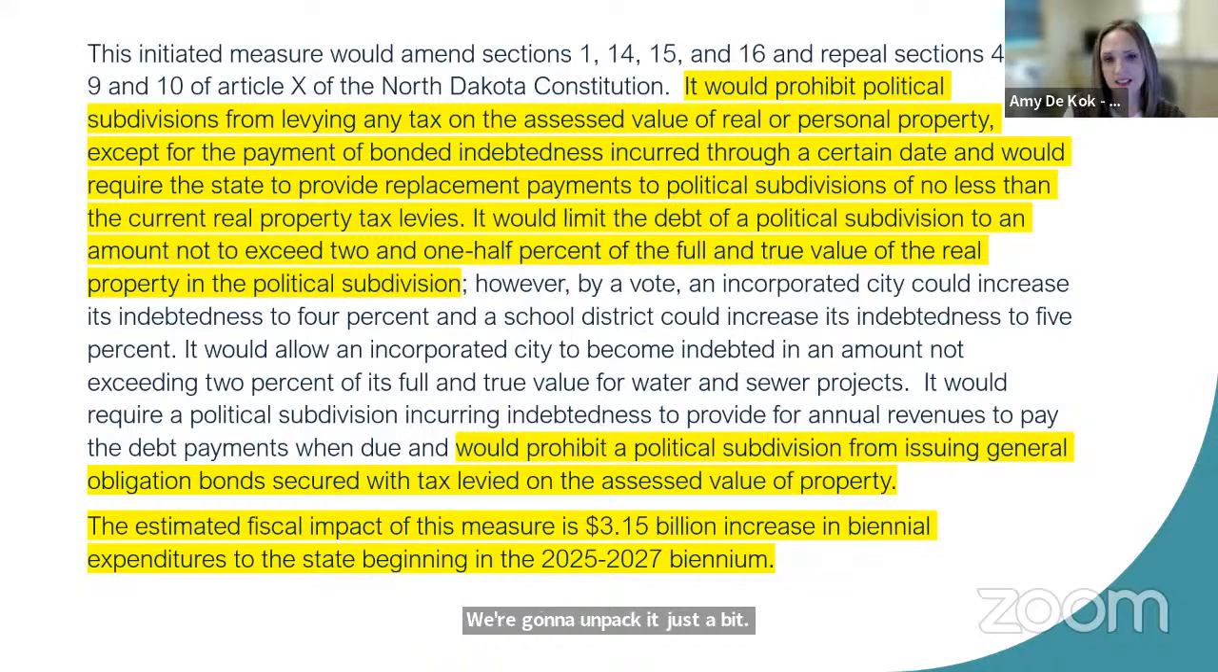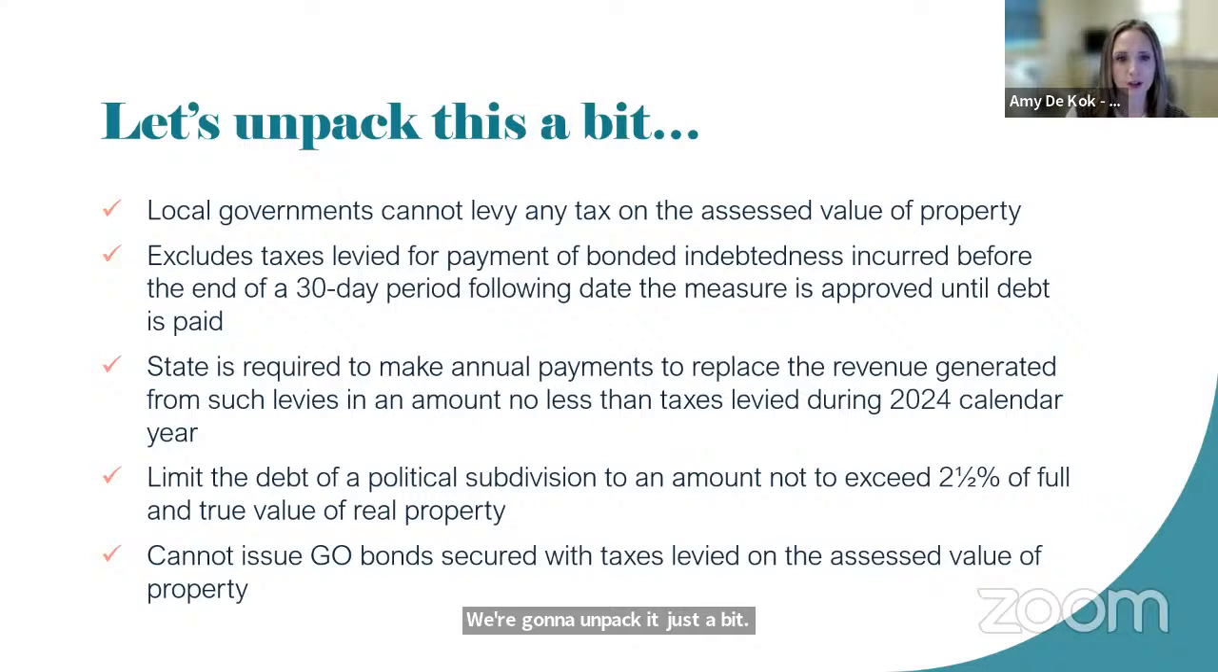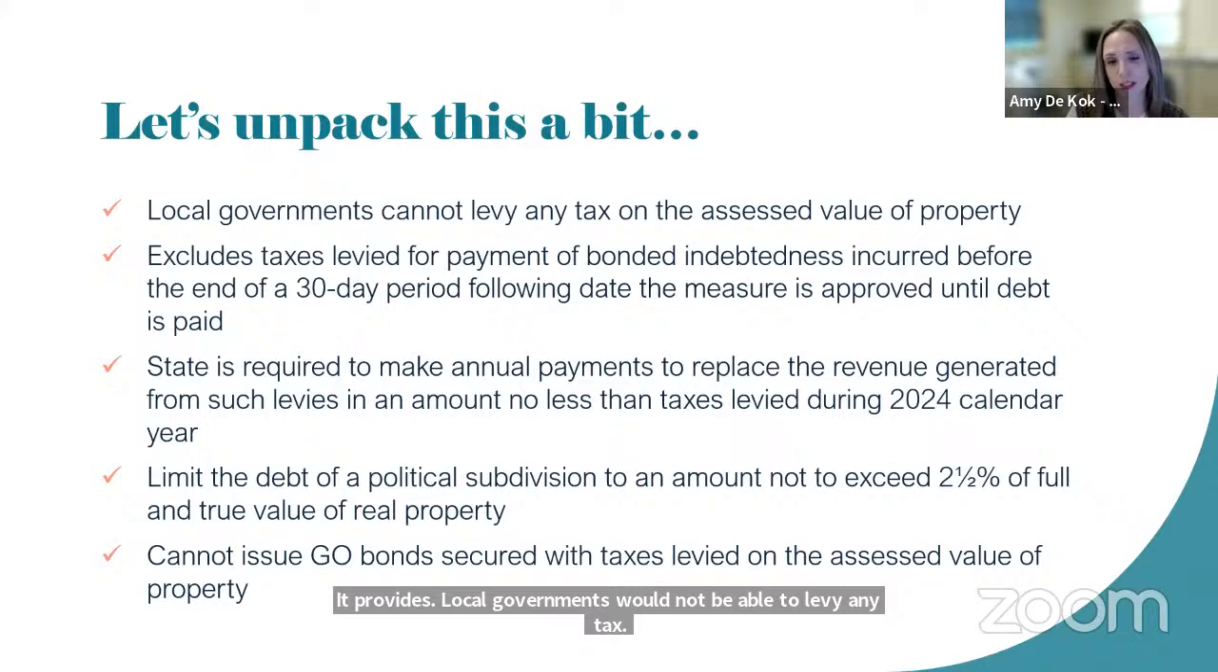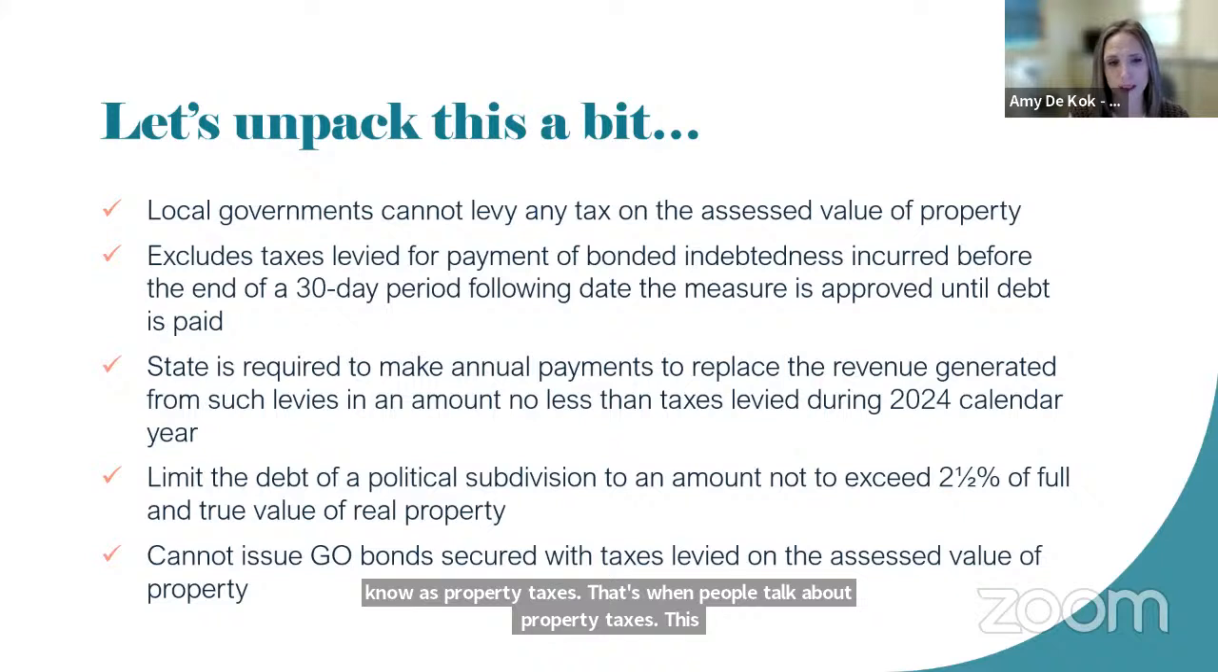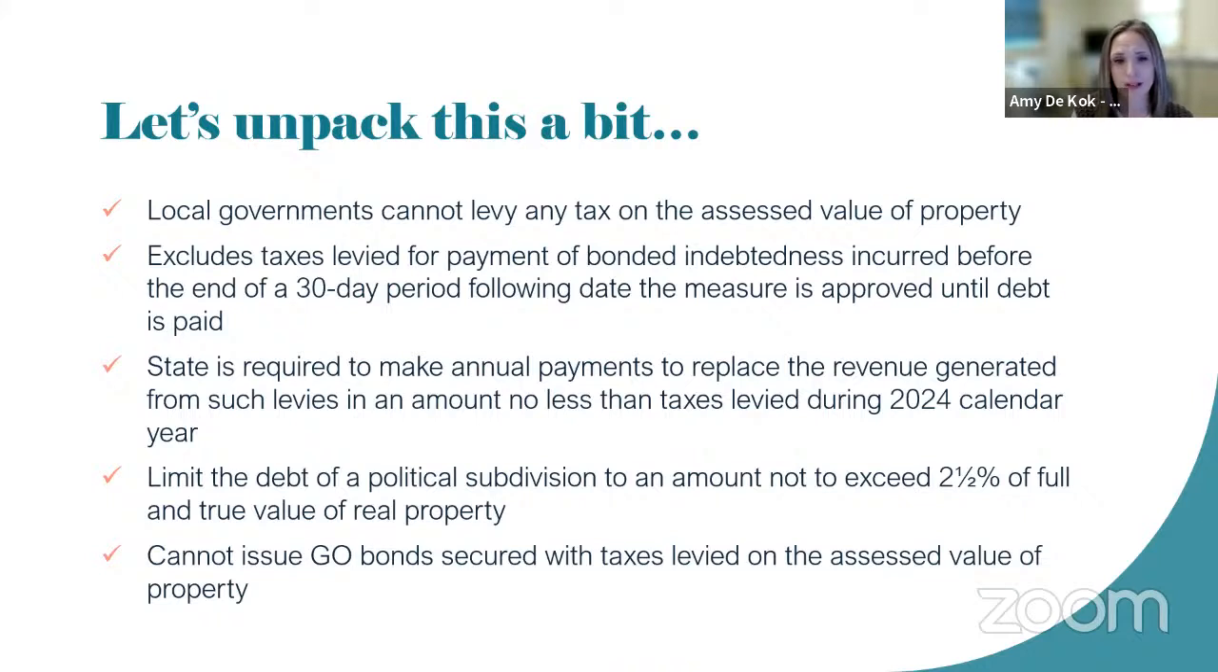Like I said, the measure provides that local governments would not be able to levy any tax on the assessed value of property, and that's what we know as property taxes. When people talk about property taxes, this is what they're talking about. Property taxes are levied at the local level by local governments like school districts, cities, counties, and park districts, as I mentioned. That's the main thrust of Measure 4: to eliminate the ability of local governments to levy taxes.